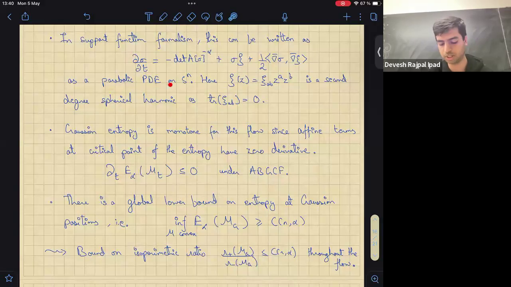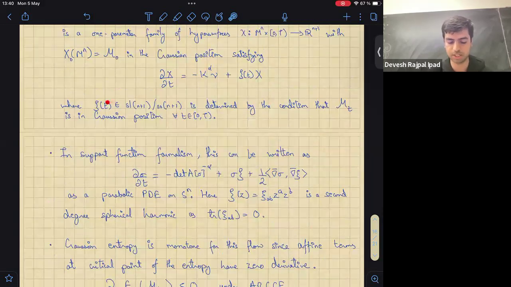And you can see this is a parabolic PDE on the sphere. And the Xi here will be the same as the Xi here, except here it's a matrix. And to make it a function on the sphere, I'll say if Xi_AB is the component, then the function on the sphere will be Xi_AB z_A times z_B. And if the trace of this matrix is 0, then this will be a second degree spherical harmonic. It's a harmonic polynomial restricted to spheres.